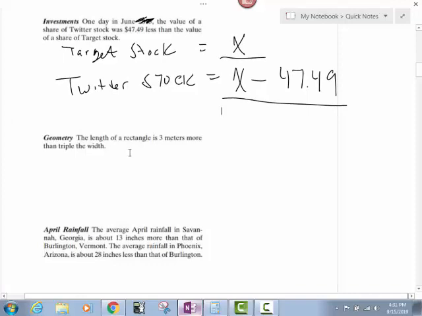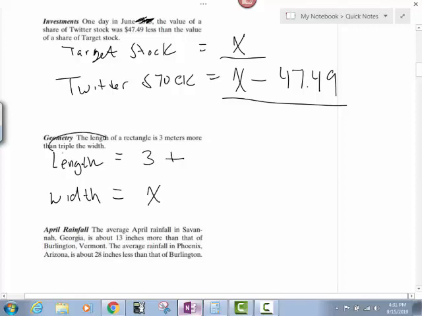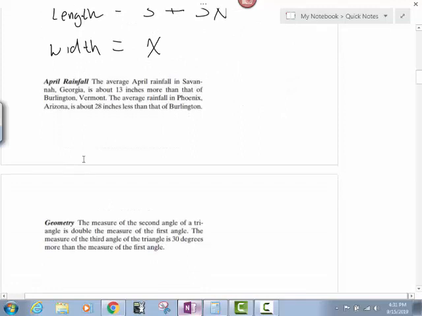It says the length of a rectangle is 3 meters more than triple the width. We're talking about two things here, the length and the width. I don't know anything about the width, so let me call that X. 3 meters more means 3 plus. Triple means to multiply by 3. What am I going to multiply by 3? We're going to multiply the width by 3 because it's triple the width. In all these problems, there should be this sort of comparison. I have two things, and I see my letter X twice, once in the length, once in the width.